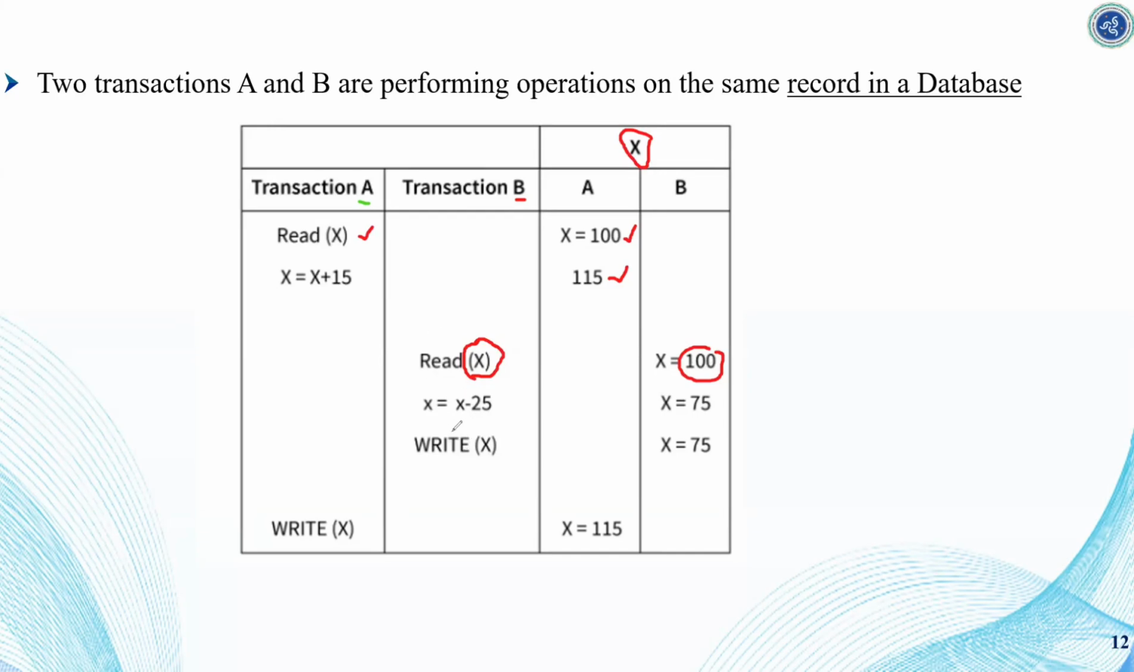Before this is committed or the write operation is done, B has written the data item X. So what will be the output? Now X is equal to 75. X 75 is written. After this, transaction B does the write of X. Here transaction A will be writing X is equal to 115.